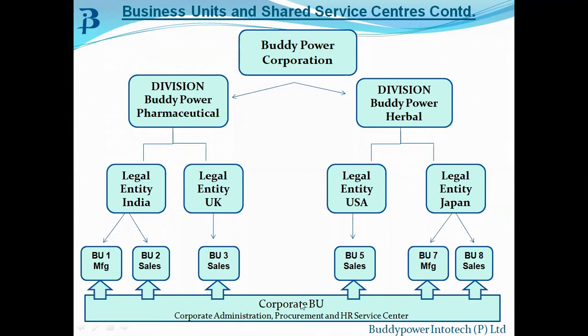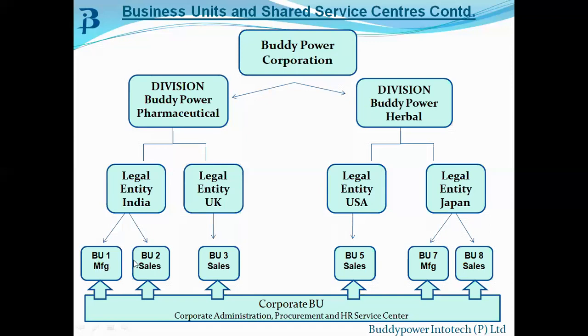But now with Fusion, what they have done is given access for the corporate BU itself to work on the whole transactions on behalf of other BUs. All right. So BU1 will concentrate only on the manufacturing part. Receiving, raising requisitions and converting them into POs, and then making invoice payments and all will be taken care of by the corporate BU. BU1 will only concentrate on manufacturing. The rest of the things will be done by this BU.